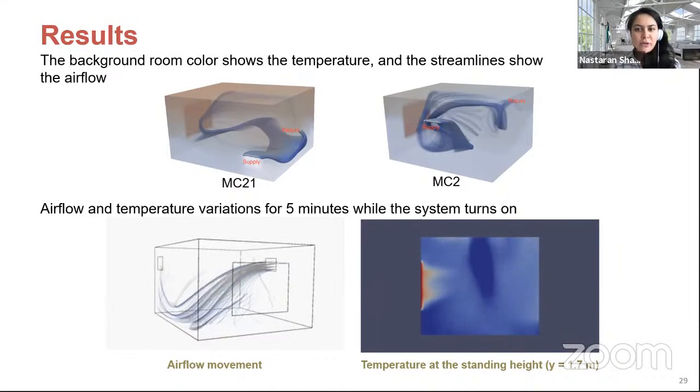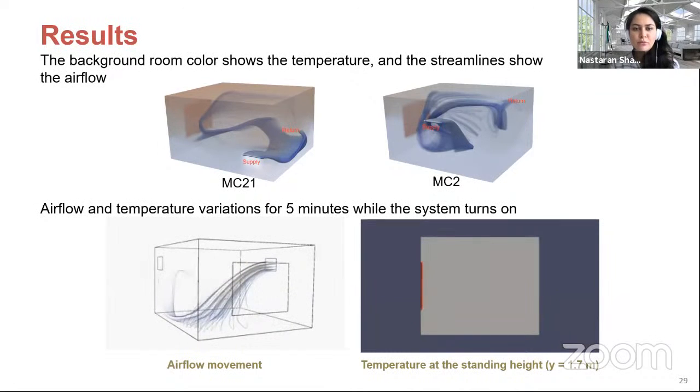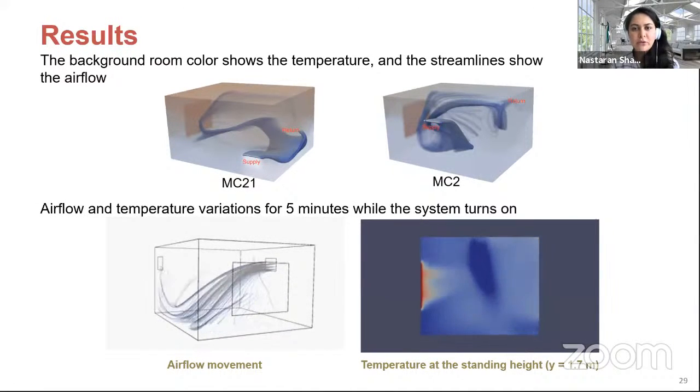In the bottom row, the left video shows the three-dimensional airflow movement, and the right video shows temperature variation in the room at the standing height for 5 minutes. We see that the airflow has a complex pattern from the supply to the return vent. And the temperature varies inside the room, even at a certain specific height. Next, please.